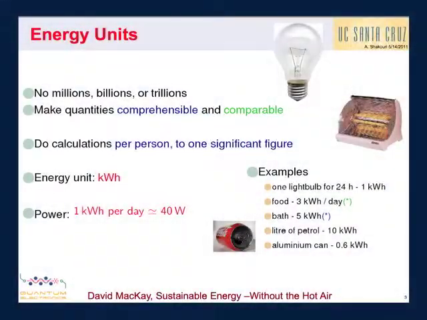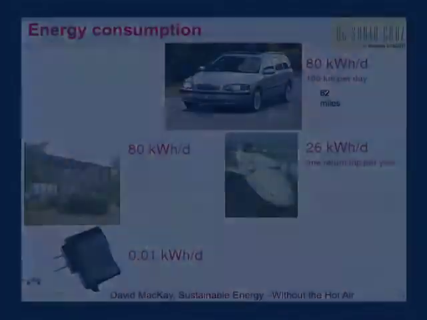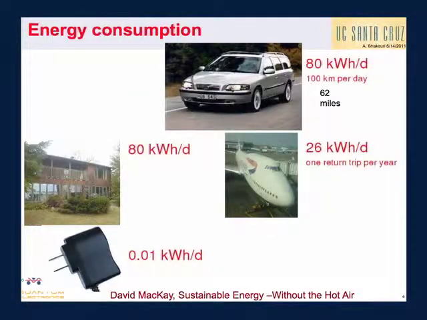And the typical aluminum can has 0.6 kilowatt hours. This is the energy to make the aluminum. So it gives you an idea, when you throw away one can of aluminum, how much that is compared to how much food you eat, or you take a car and things like that. So you can connect these better. In a typical life, these are the numbers.